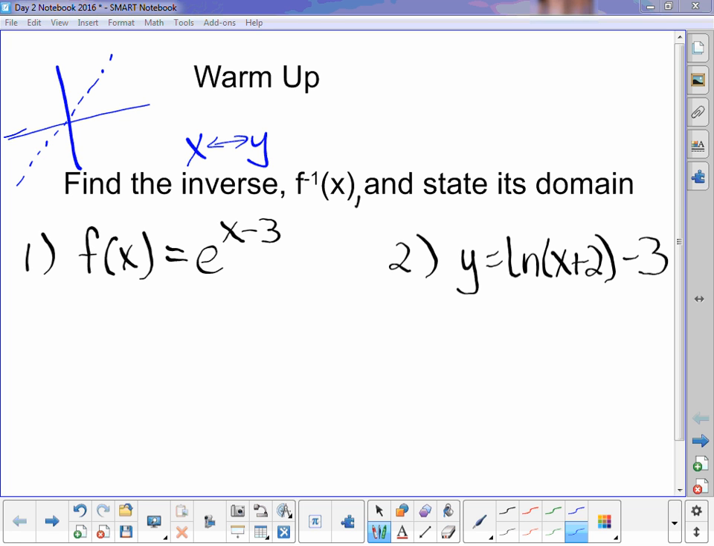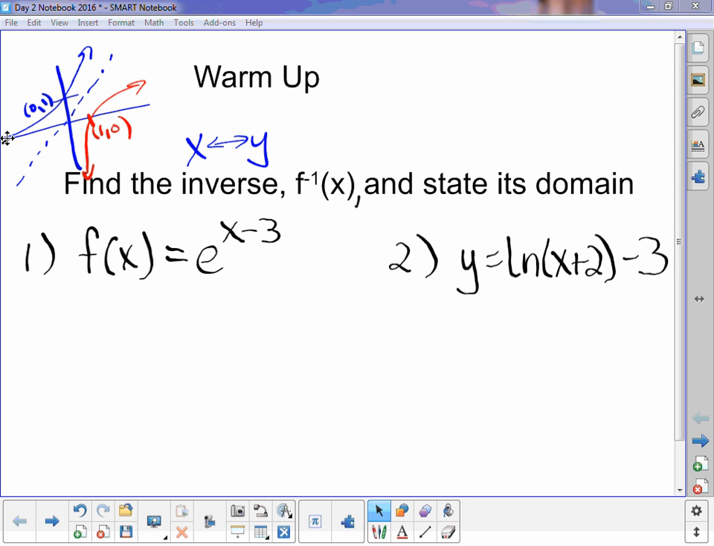Our e to the x graph looks like this. Goes through the point 0, 1. And my natural log of x graph looks like this. And goes through the point 1, 0. So we can see x and y values flip-flop. Also, that graph is reflected across that line.